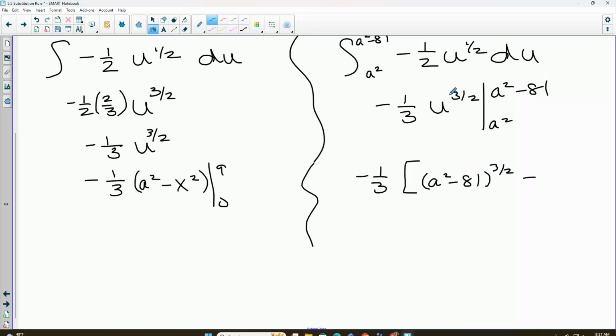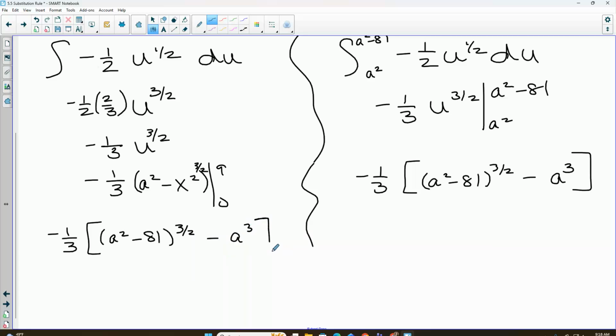A squared minus 81 to the 3/2. I can't really work that out. If I put in a squared to the 3/2, power to the power you multiply, that's just a cubed. You get the same answer either way, and that's really all we can do.